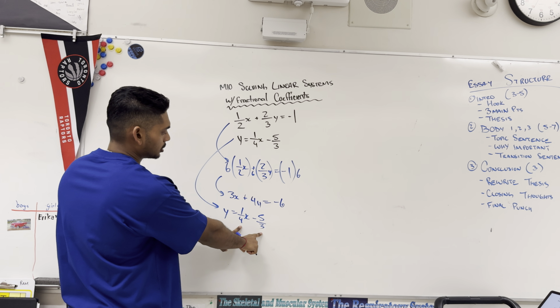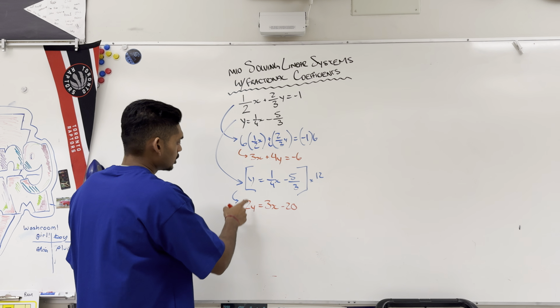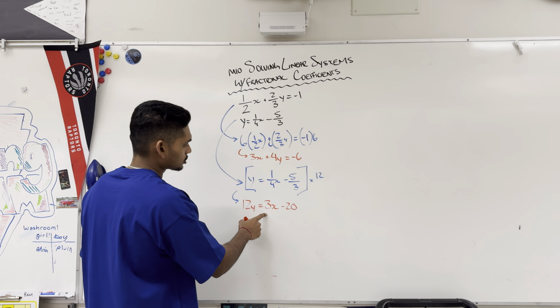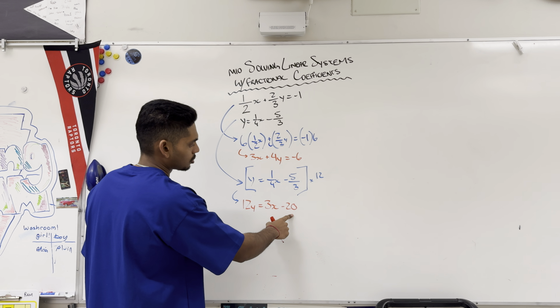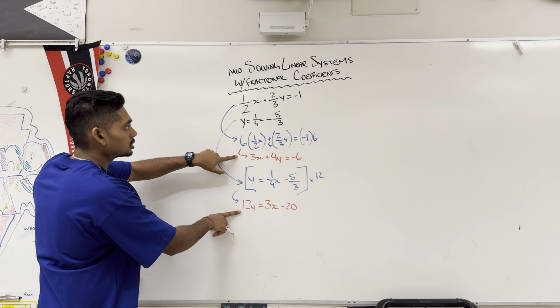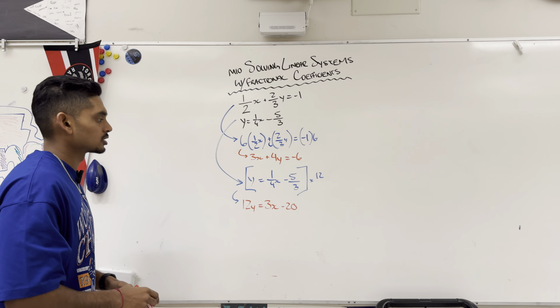Let's do the second one. 4 and 3. I'm thinking 12. Okay, times everything by 12. Y times 12, you get 12y. 1 over 4 times 12, you get 3x. And then 5 over 3 times 12, we get negative 20. So these are our new equations. Now we got rid of the fractional coefficients. Let's rewrite it so we get rid of the mess.